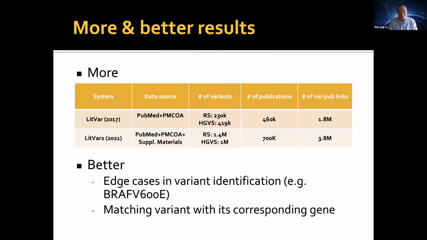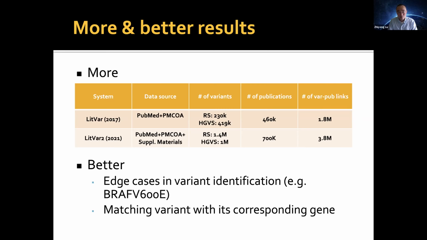So in terms of content, in the previous LitVar we already had PubMed and PMC full-text articles processed, but previous research has shown that there are a lot of sequence mutations mentioned in the supplementary materials. And so in the newer 2.0 version of LitVar, we have included the processed results of the supplementary materials as well.